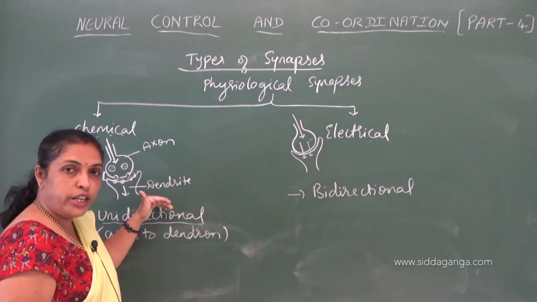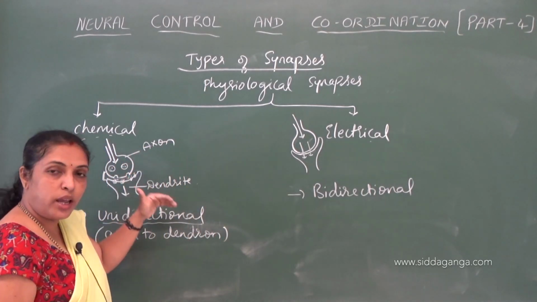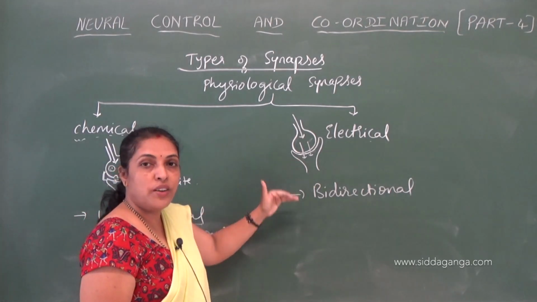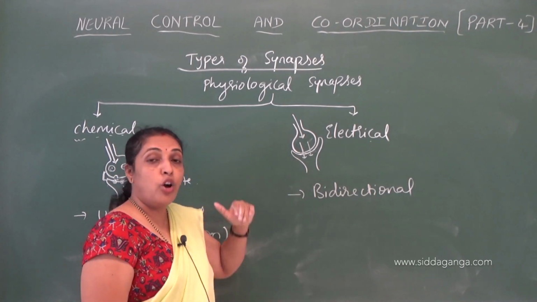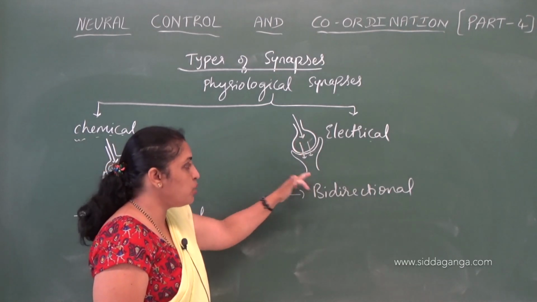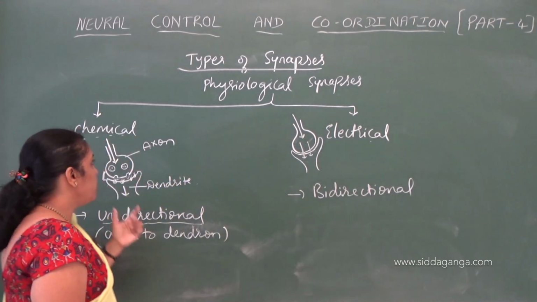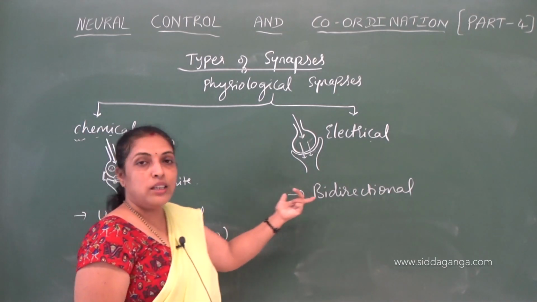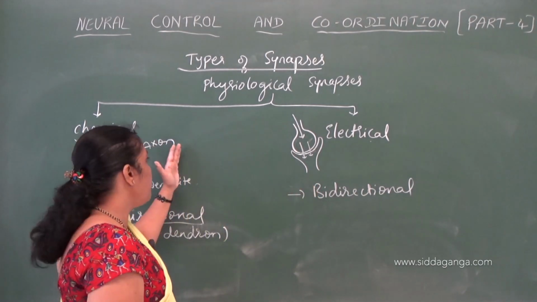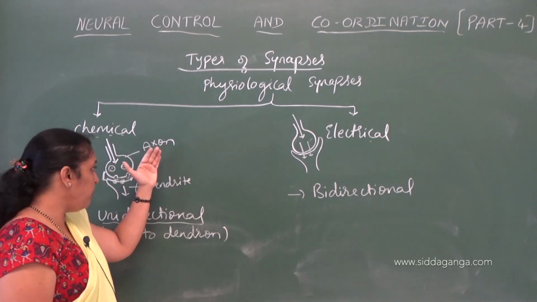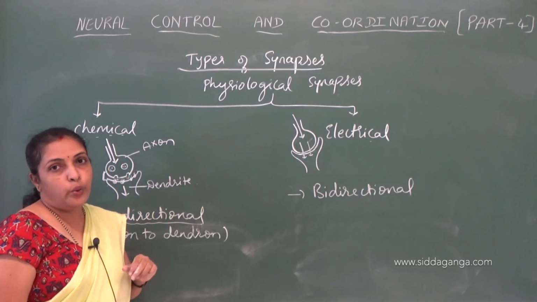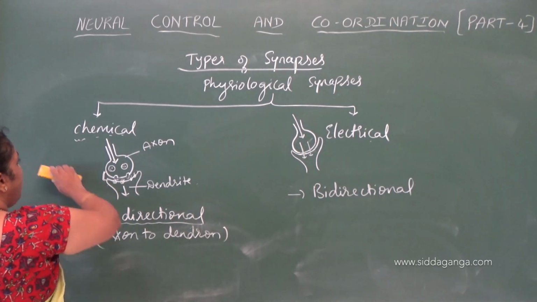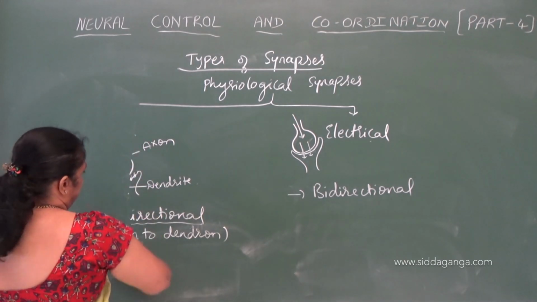Here we see faster rate of conduction. In chemical synapses we see delay in the conduction, whereas in electrical synapses we see faster conduction of impulse, or transfer of impulse from axon to dendron. And chemical synapses are always unidirectional, electrical are bidirectional. These synapses are seen in vertebrates and these are seen in invertebrates. So that is the difference between chemical synapses and electrical synapses.